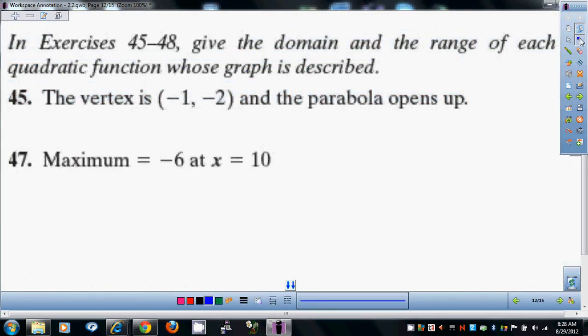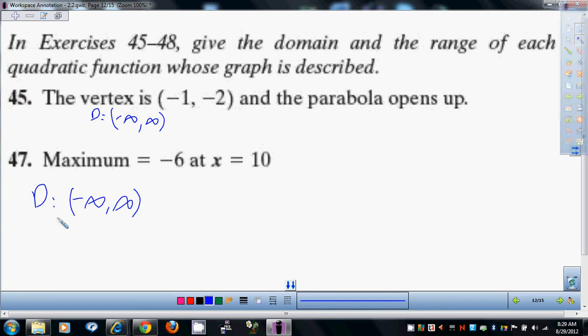In 45 to 48, give the domain and range of each quadratic function that is described. So all we need is domain and range. Well, I'm not even going to look at these first before I put my domains on there. What's my domain? Yeah, all reals or negative to positive infinity. No parabola is going to be different than that. It would have to be a piecewise or something, which we're not working with today. Only thing we really have to worry about is the range.